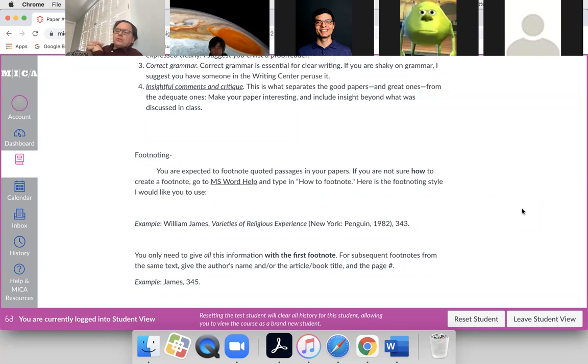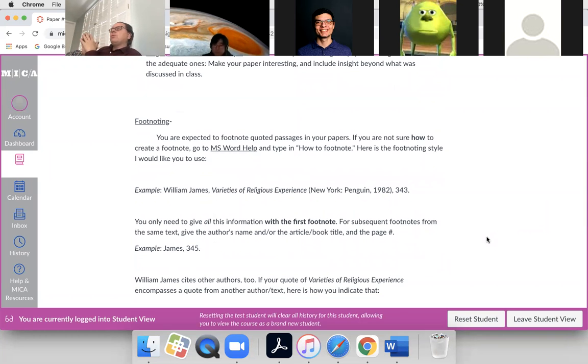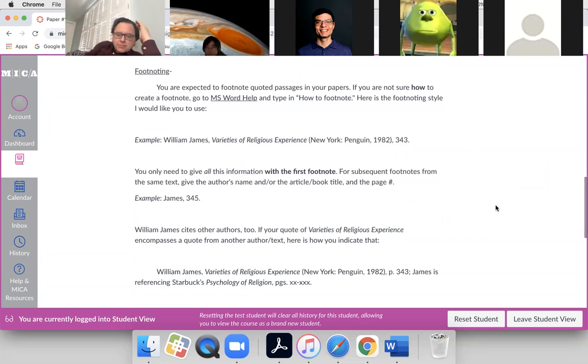We'll be using something called Chicago style. Chicago style, some of you may be familiar with this. All it refers to really is the format of the reference material. This is an example of Chicago style right here. Author, title, city, publisher, year, page number. Please note you only give all the bibliographical information with the first footnote. All subsequent footnotes you only need to abbreviate. So you give James, page 345, for example, if you're quoting from William James.